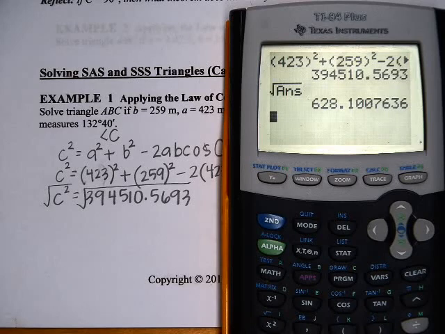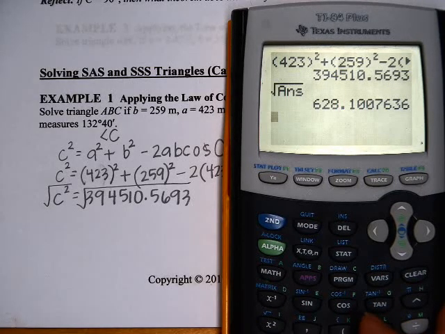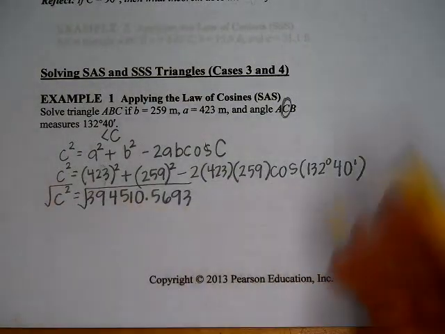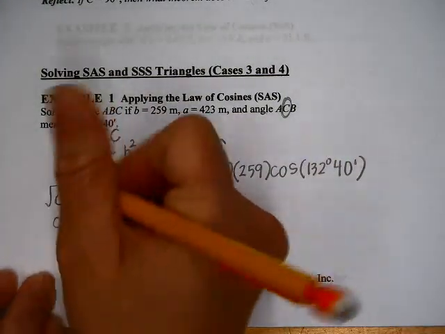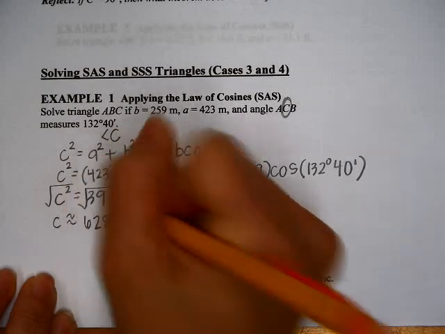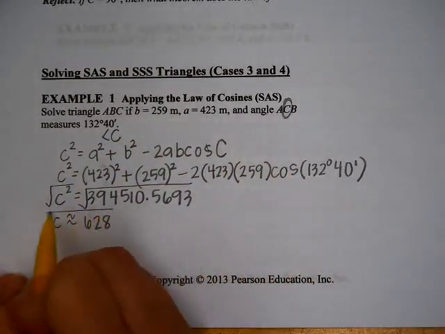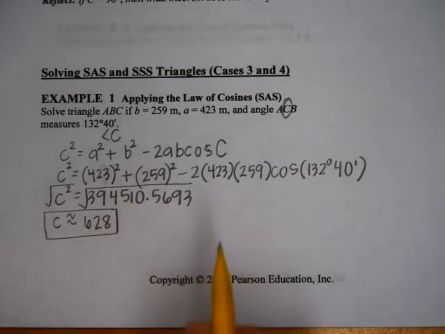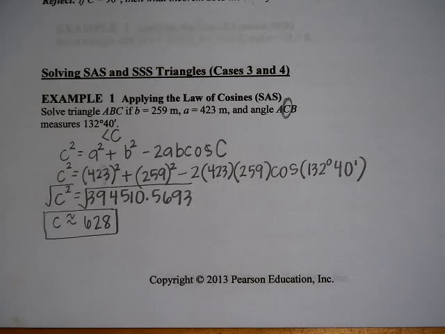Now, the side lengths that they gave us have how many significant digits? 3. So how many am I going to round this one to? 3. So what is it going to be? 628. Has everybody got that from my calculator? We good? Alright, so then we have little c to be 628. Now we have little b that was given in the original, little a that was given in the original, big C that was given in the original, and little c.